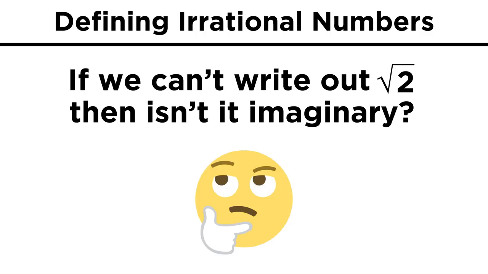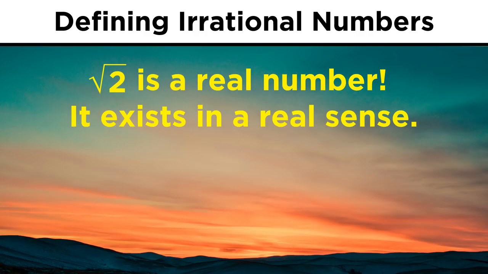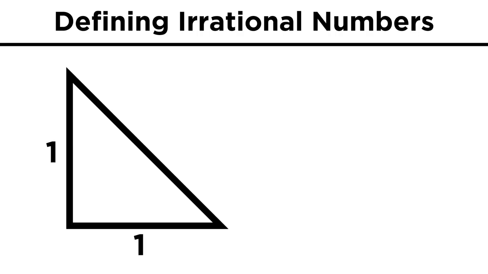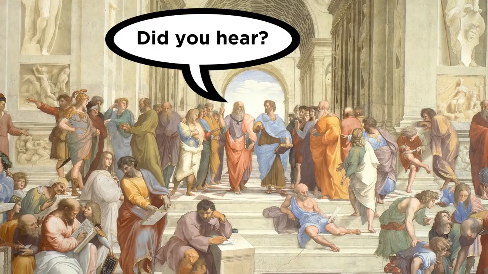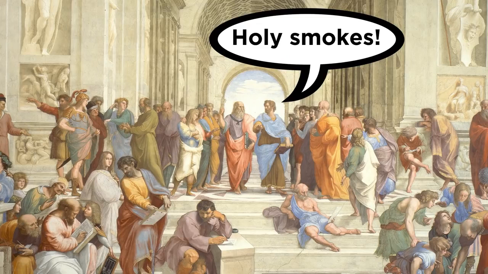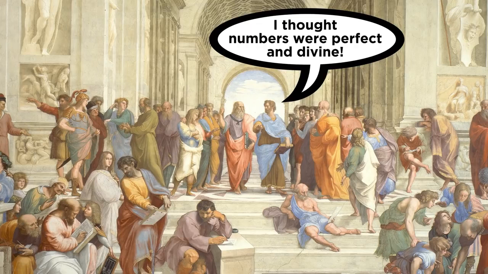The answer is no. Nature is very clear in communicating to us that numbers like root 2 do indeed exist. If you make a right triangle that has legs with a length of 1, the third side will have a length of root 2. This triangle exists, so root 2 exists. It is a real number. It is simply irrational. When it was discovered by the ancient Greeks that irrational numbers must exist, all hell broke loose as it threatened the mystical notion that the world of numbers must obey a divine perfection.